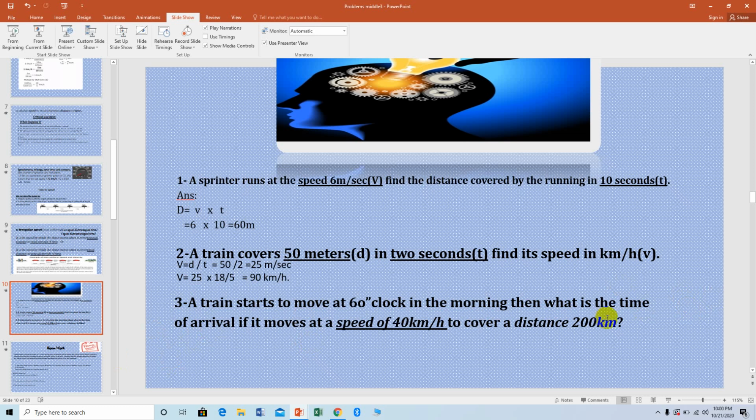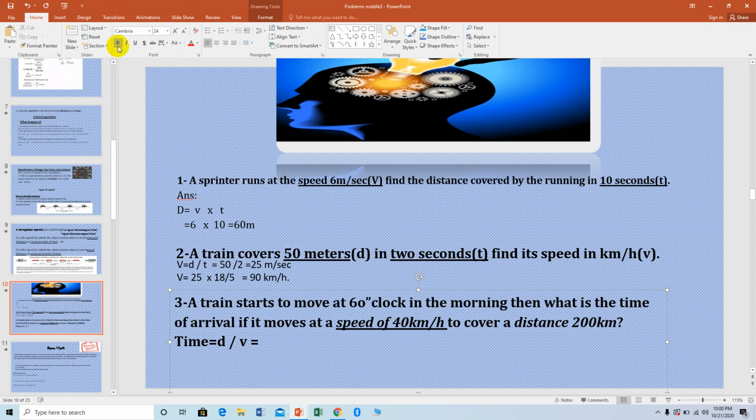So, the time equals D divided by V. So it's equal to D, which is 200, divided by V, which is 40, equals 200 divided by 40 equals 5. So the time is 5 hours.